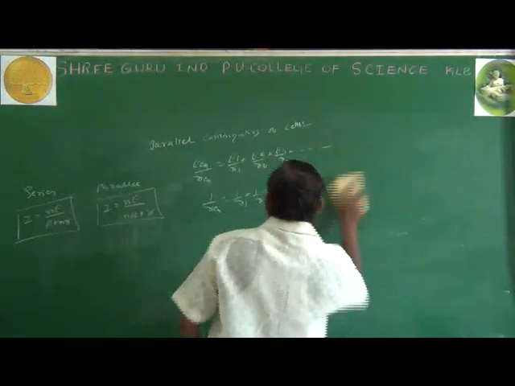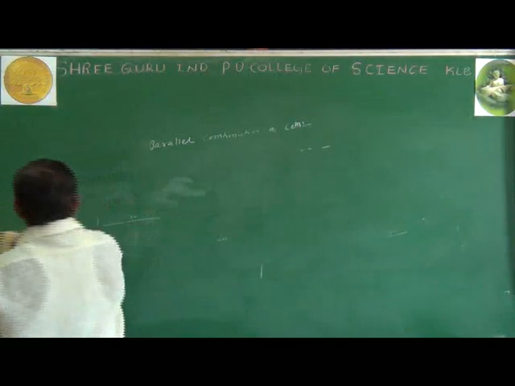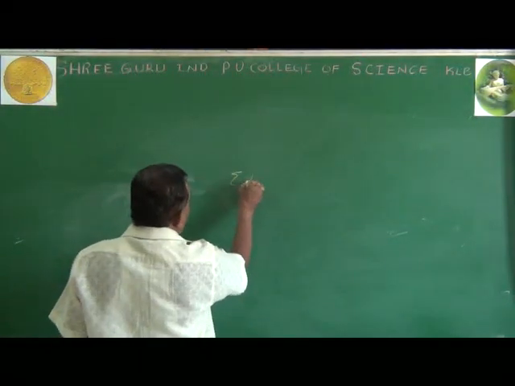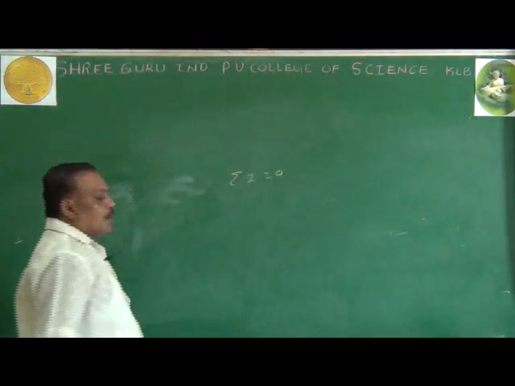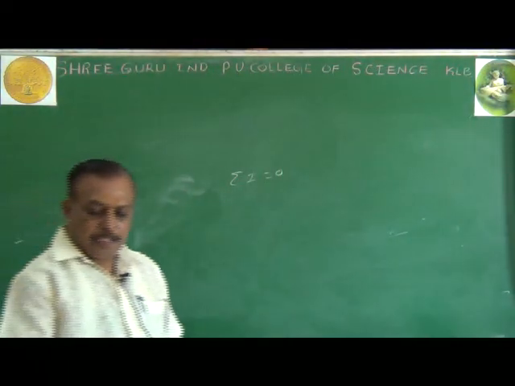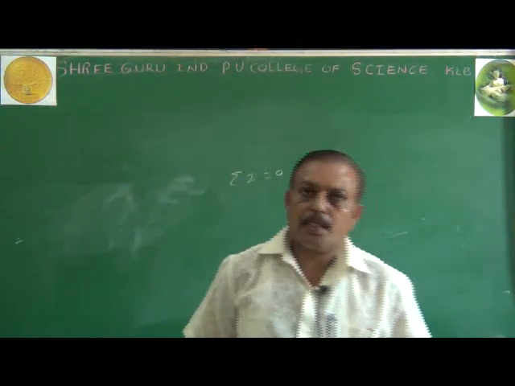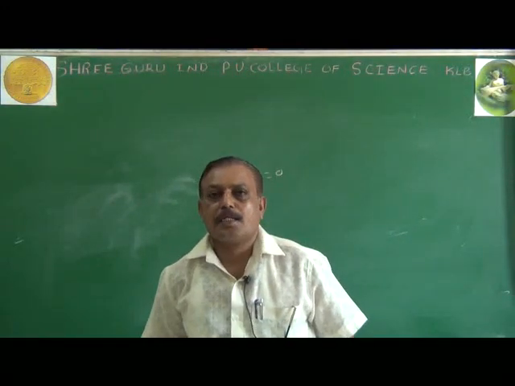So from KCL we come to know that the sum of the currents at a node or junction is equal to 0. To apply the KCL we have a sign convention. The currents which enter the junction are taken as positive, the currents which leave the junction are taken as negative.